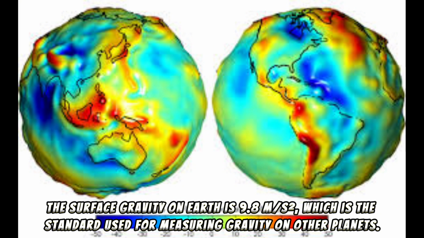The surface gravity on Earth is 9.8 meters per second squared, which is the standard used for measuring gravity on other planets.